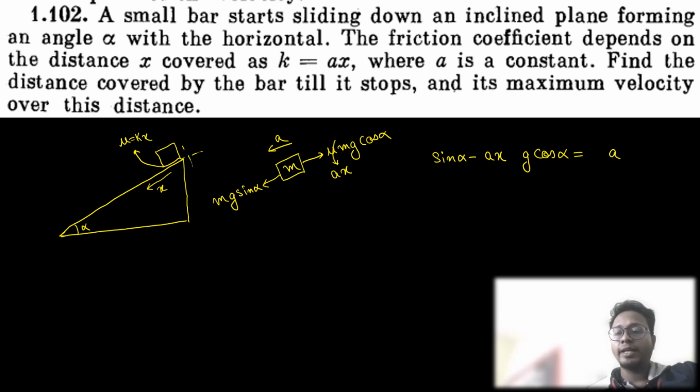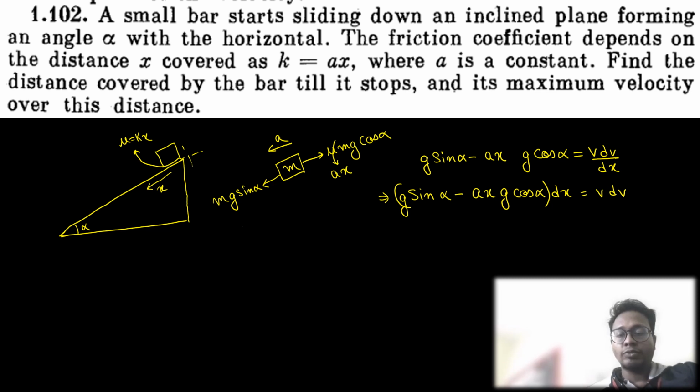What is the value of a? The value of acceleration is nothing but v dv by dx. Acceleration can be written as v dv by dx. What is my purpose for writing this? So that I find out the distance when velocity becomes 0. So if I rewrite this equation, I erase the g: g sin alpha minus ax g cos alpha into dx is equal to v dv.